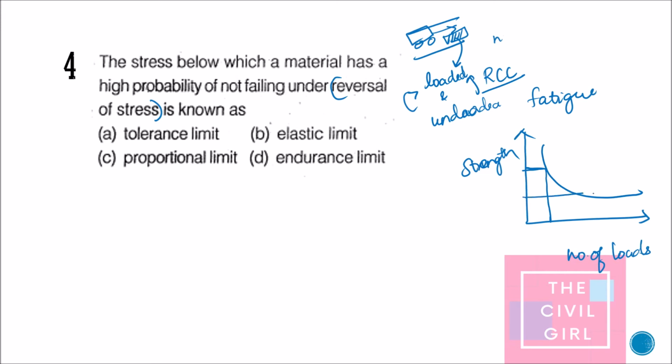For a bigger number of loads, our strength will be less. And you can see that after a period of time, it becomes constant. So this part has become constant. This part where it starts to become constant is called my endurance limit. And this happens at 2 million cycles, 2 into 10 power 6 cycles. At this point, the endurance limit would have been reached. So the answer for this is the endurance limit.